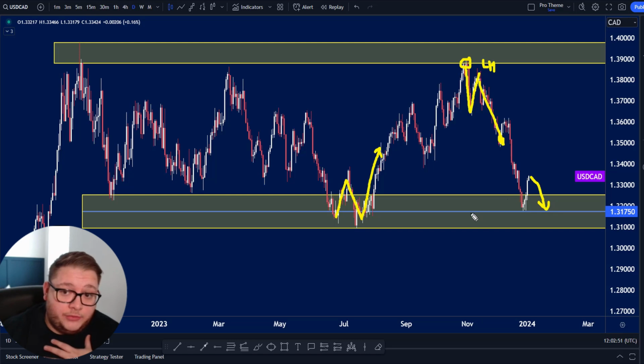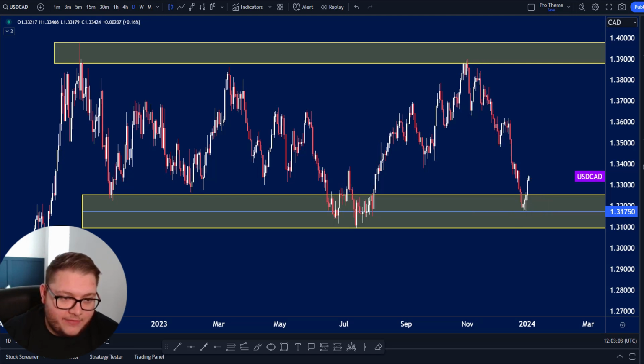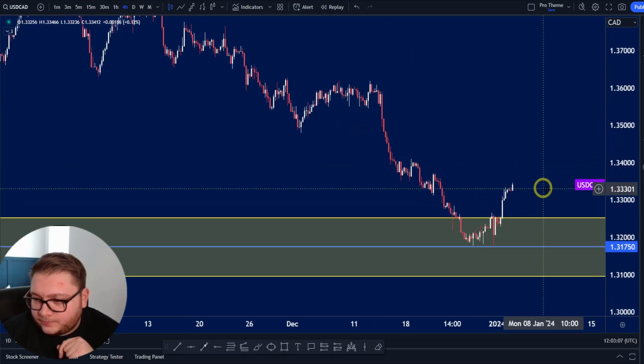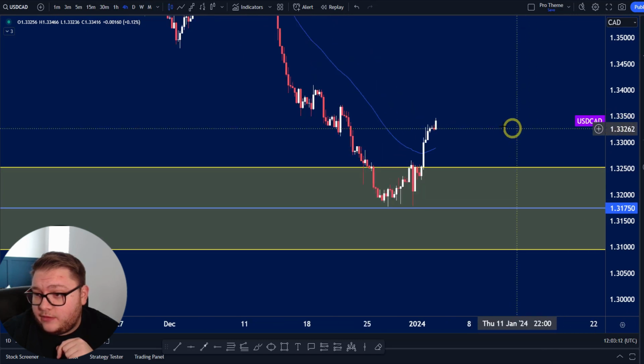I would like to see a double bottom pattern. I like those type of patterns. It shows me that the market is clearly rejecting an area of support. So I would like to see price come back towards the 1.3175 handle, but we may not get that. Let's go to a 4-hour time frame. And the reason we may not get that is because of what's going on here with price at the moment.